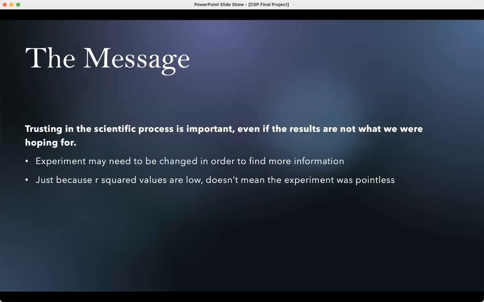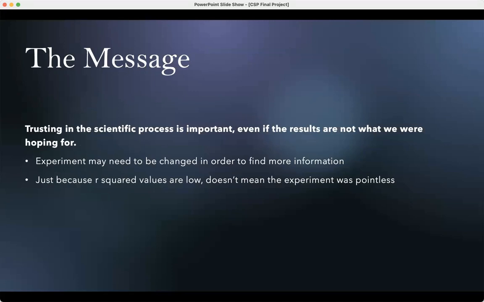This brings me to the entire message and what I want you guys to take away from this experiment. Just because the hypothesis cannot be supported for this experiment doesn't mean nothing was accomplished. Trusting in the scientific process is important, even if the results were not what we were hoping for. In general, this does not mean the end of the road.